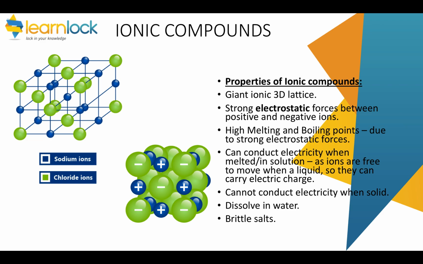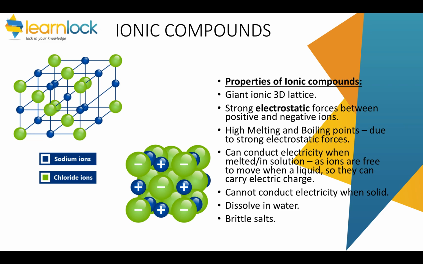So what about the properties of ionic compounds? When they all join together, there's repeated positive and negative ions that make up a giant ionic 3D lattice as shown. And there's really strong forces between the positive and negative. Remember, they're called electrostatic forces. Because the forces are so strong, ionic compounds have a high melting and boiling point.